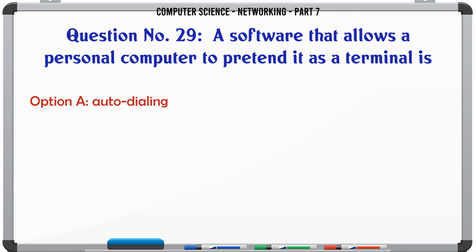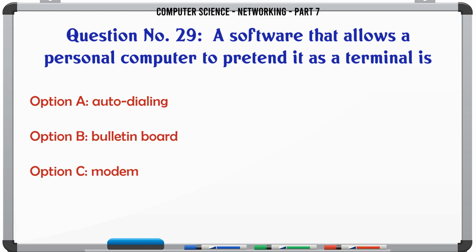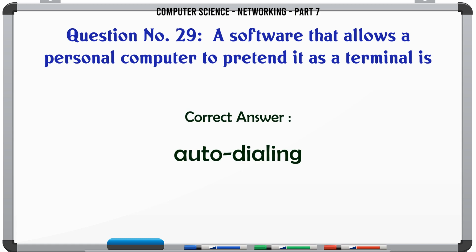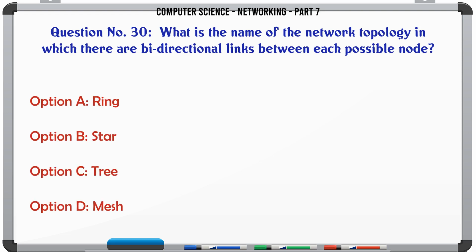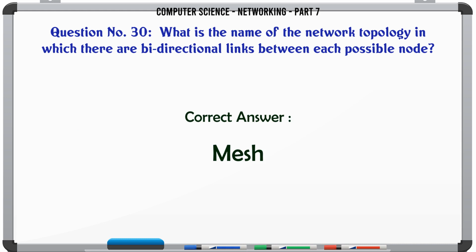A software that allows a personal computer to pretend it is a terminal is A. Auto-dialing. B. Bulletin board. C. Modem. D. Terminal emulation. The correct answer is auto-dialing. What is the name of the network topology in which there are bi-directional links between each possible node? A. Ring. B. Star. C. Tree. D. Mesh. The correct answer is mesh.